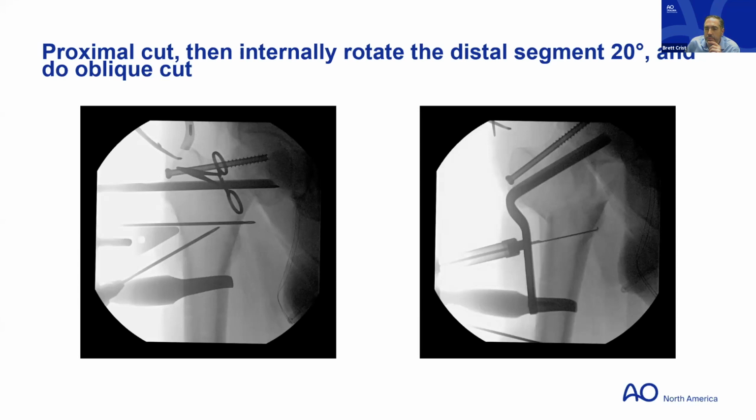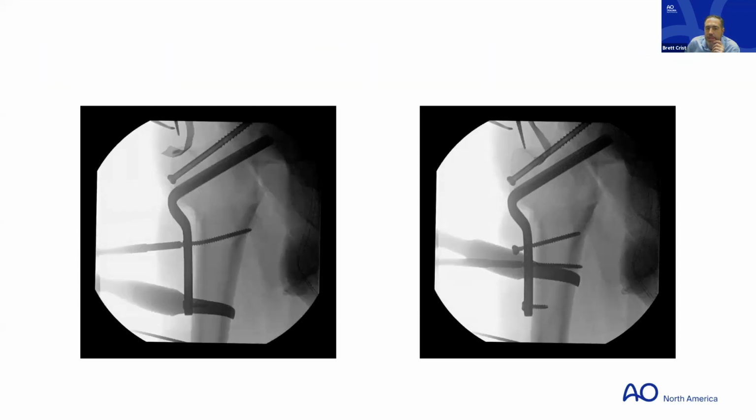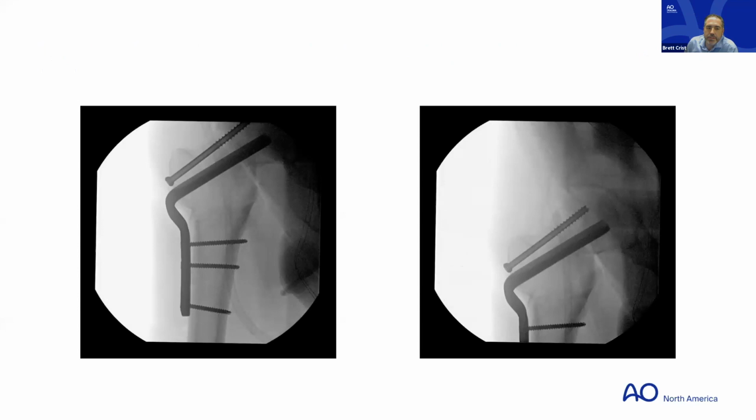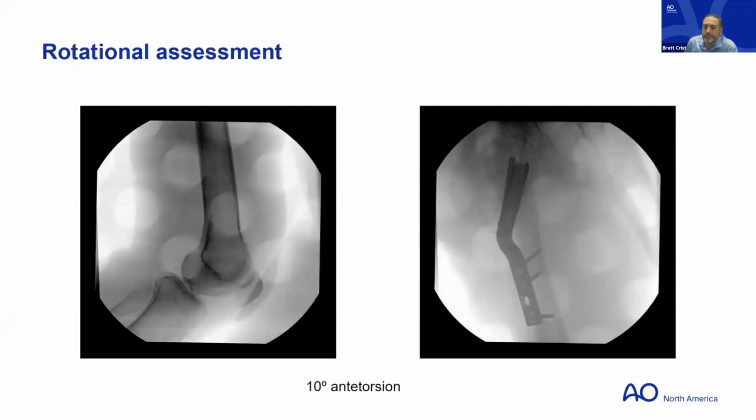And then I put this first screw in, and I aimed it a little too proximal because it bent as it was lateralizing the femur. So I redid that and then compressed it. As you can see, I thought the lateral cortex lined up well. And then this is the rotational assessment.